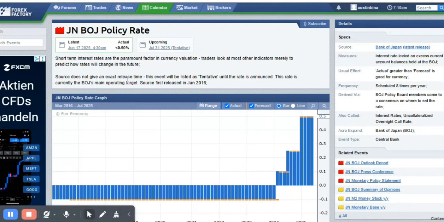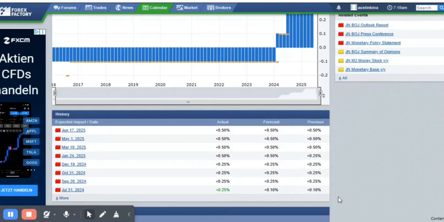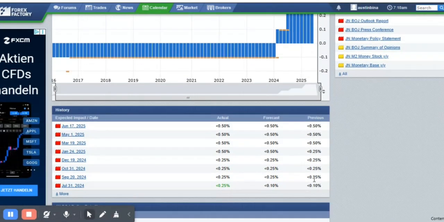So as you can see right here, they kept the interest rate, which is their recent BOJ policy rate, at 0.5%. Now 0.5%, relative to other countries, is very low. Comparing with countries like US, UK, Euro, and the likes, their interest rate is very low.